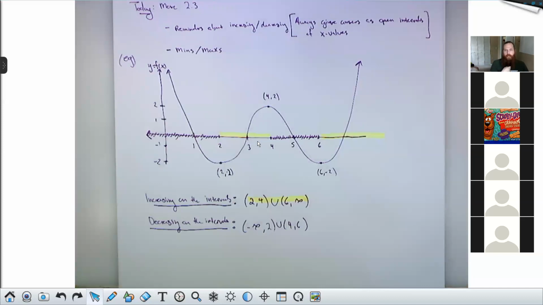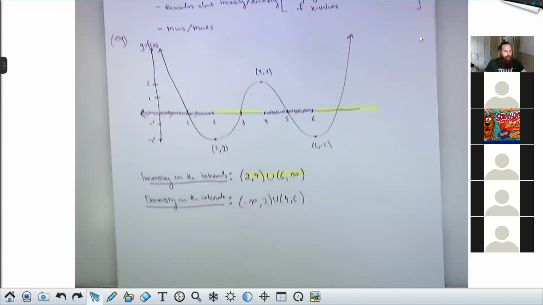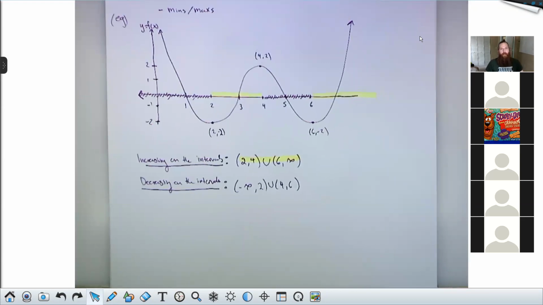Okay? So I don't think there's anything here that's conceptually too challenging. You just have to remember this little warning that you always give your answers as open intervals of x values. Now, I drew this graph this way because the other thing we want to talk about are mins and maxes. And this graph has some interesting mins and maxes.